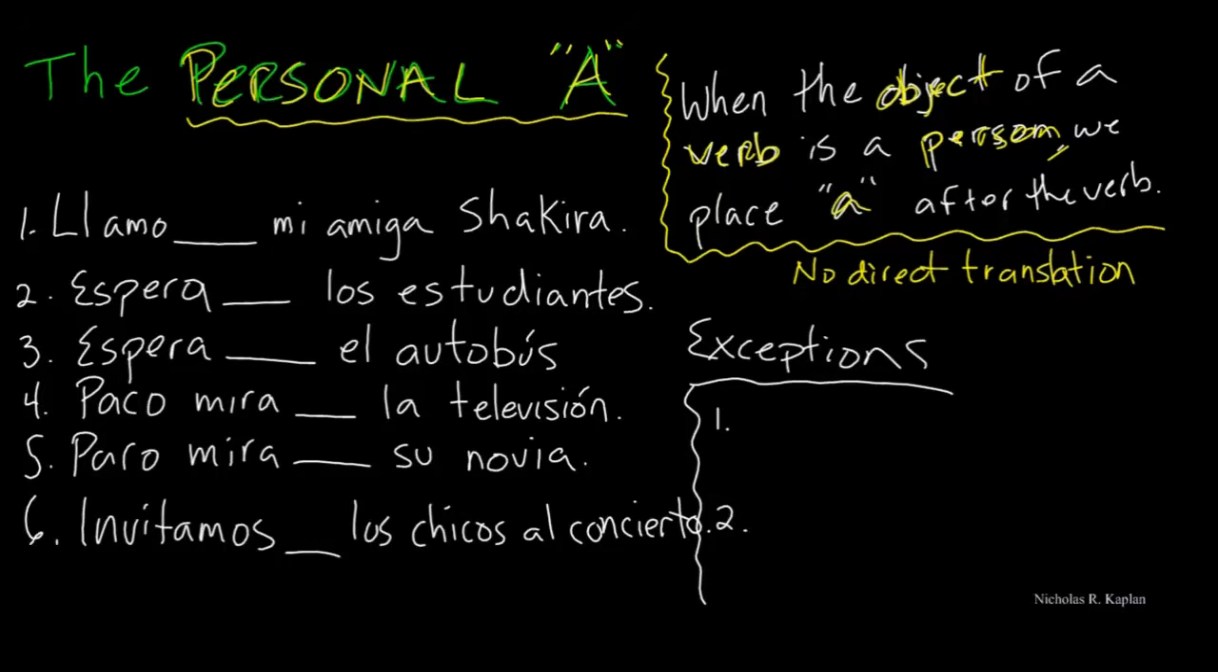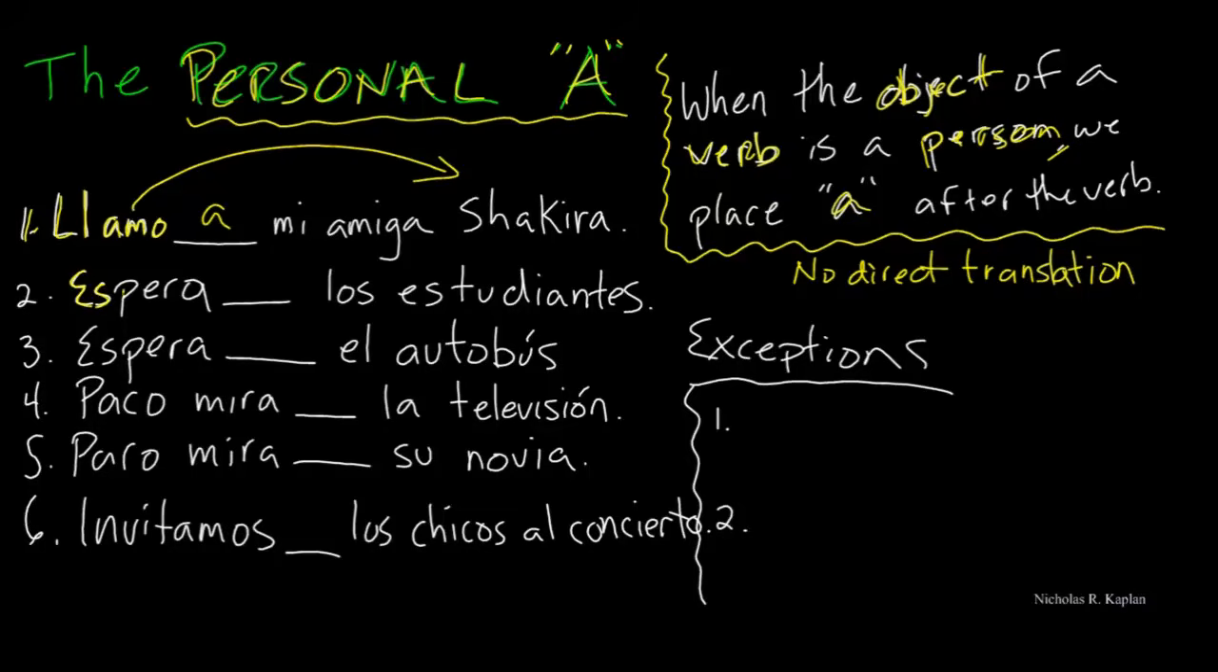Okay, so number one, I call my friend Shakira. So I call. Who is receiving the action of the calling? Shakira. Well, she is a person, so she is the object receiving that. Well, that means I need to put an a. Done.